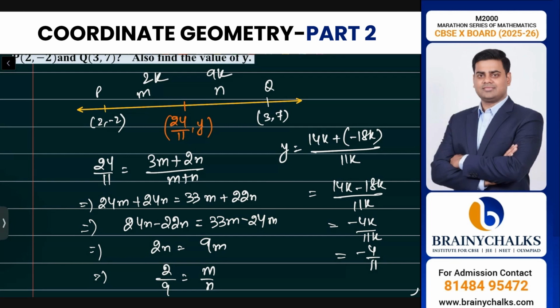I repeat, don't take the direct integral value. Understood? It is a ratio. You should not take it directly; let m be equal to 2k and n be equal to 9k. Understood? Otherwise they will cut marks for that.